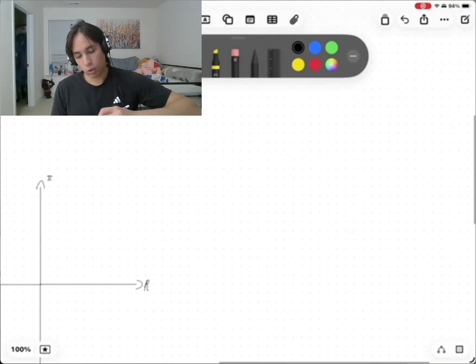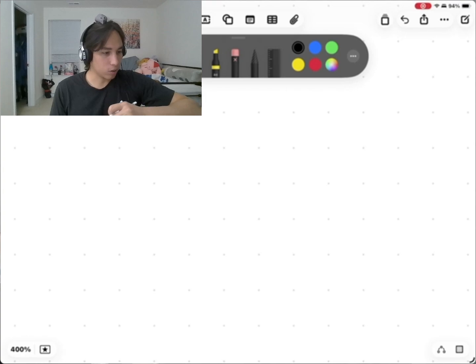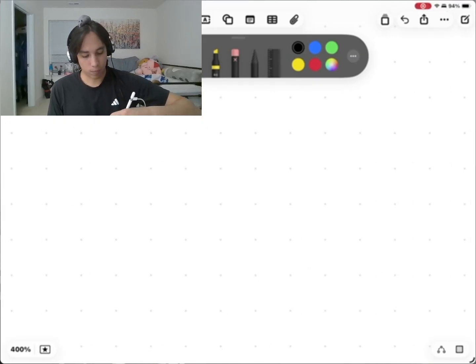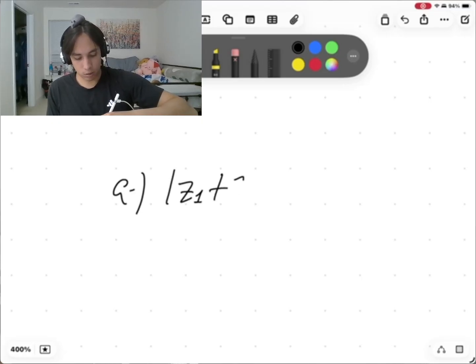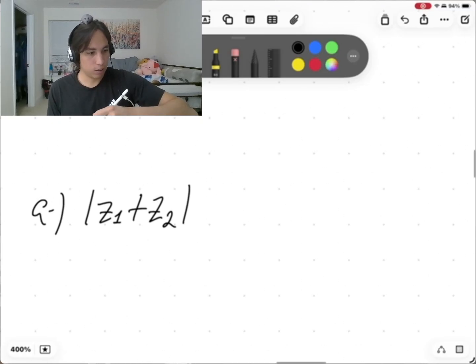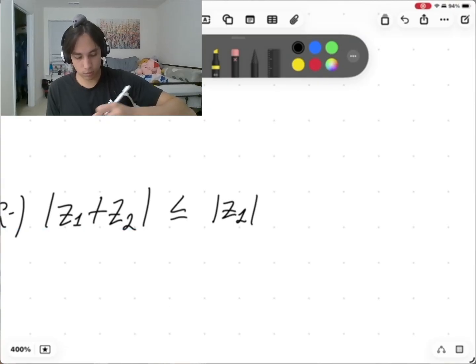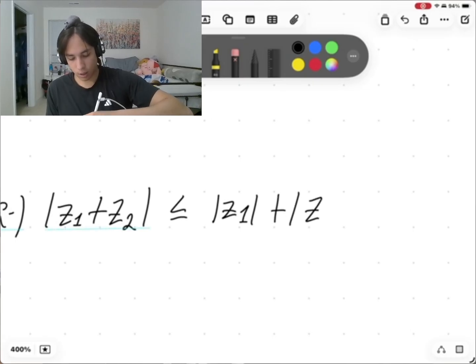So we were working with absolute values in this question. This is a three-part question. It's just prove three theorems, right? First theorem is the absolute value of z1 plus z2 is less than or equal to the absolute value of z1 plus the absolute value of z2. There we go. Boom.